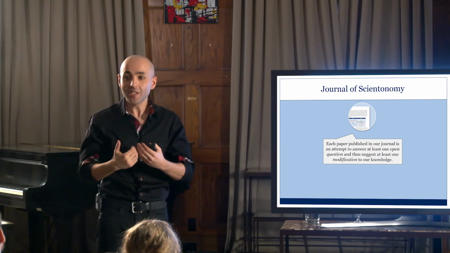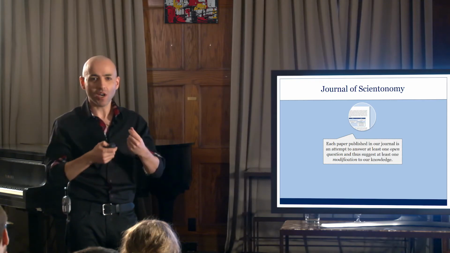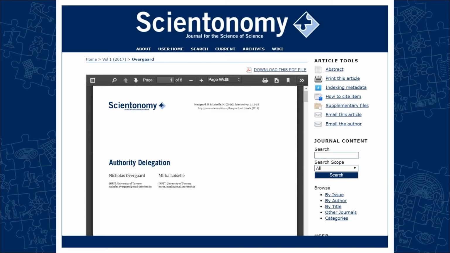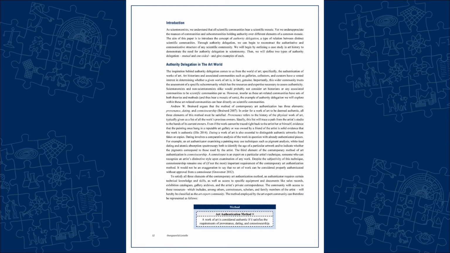It's even somewhat wasteful. So what we require our authors to do, and we help them to extract from their papers, is exact suggestions as to how our current knowledge can be improved. So here is a typical article. This one is the authority delegation by Nick and Mirka. I'm going to download the PDF file. It looks like a regular article, well, except that it's, I believe, nicely formatted. But so it's keyword, abstract, it's got a couple of diagrams.